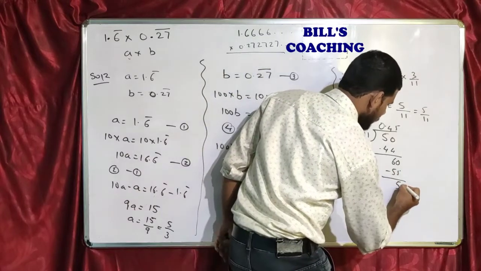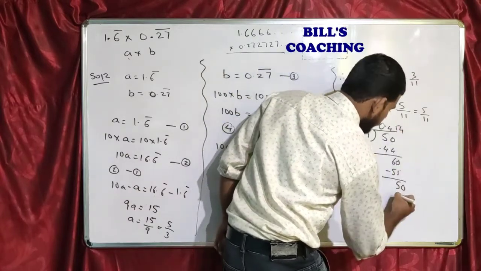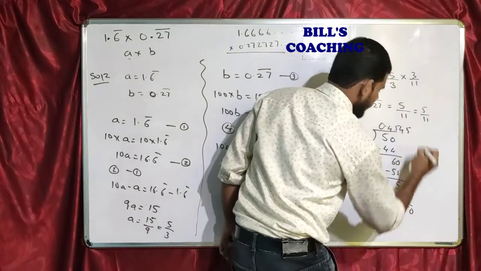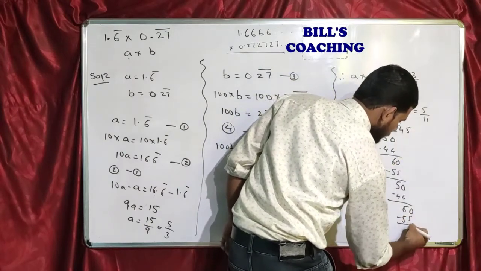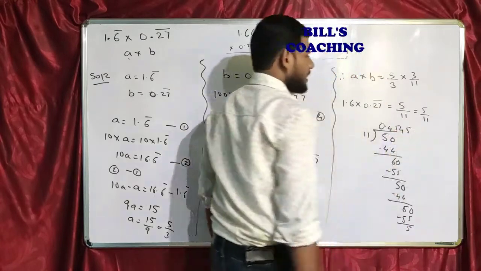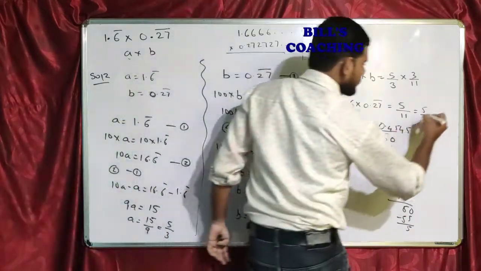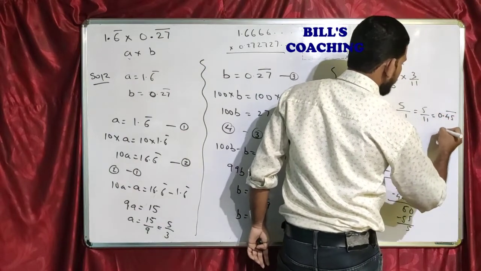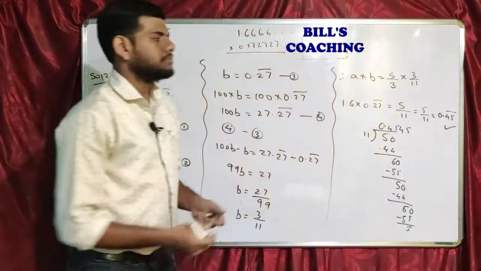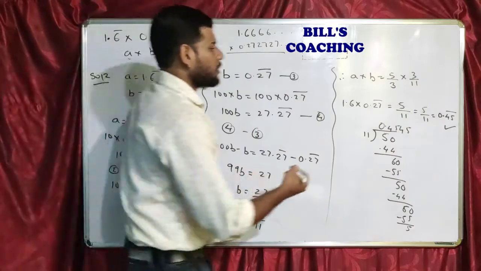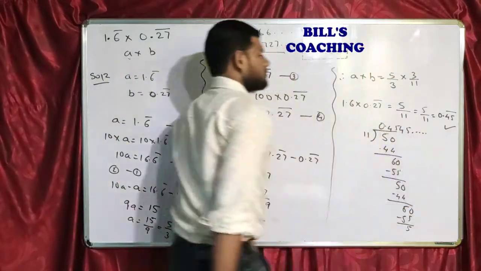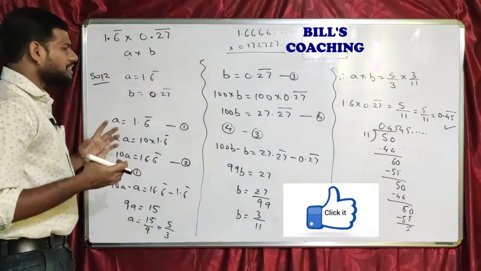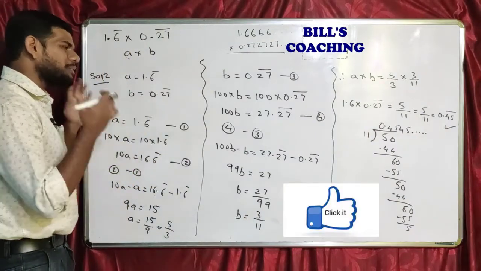Let me do it one more time. So this will become 44, remainder 6, then 0 and 5, 55. See, 45 is getting repeated, right? So we can say 0.45 bar, and this is our answer, right? Because 45 is getting repeated. Simple thing, right? So students who are in 9th standard and above must be knowing this answer.